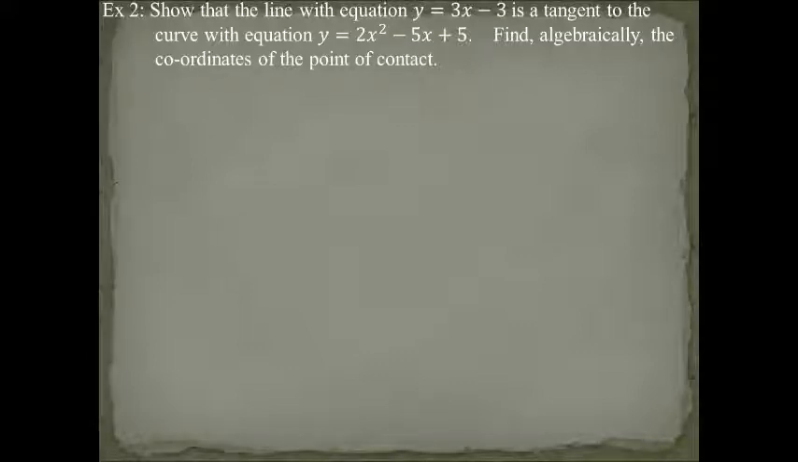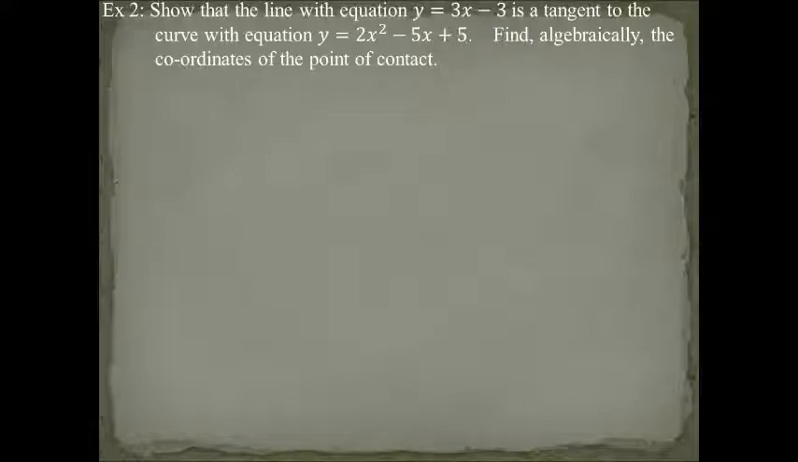Now, this one's one you've got to pay attention to, because the question starts with, show that the line with equation y equals 3x minus 3 is a tangent to the curve with equation y equals 2x squared minus 5x plus 5. But it also adds the statement at the end, find algebraically the coordinates of the point of contact. Now, this is important, because since we're being asked to find algebraically the point of contact, the process is slightly different, and sometimes that process can actually not involve the discriminant.